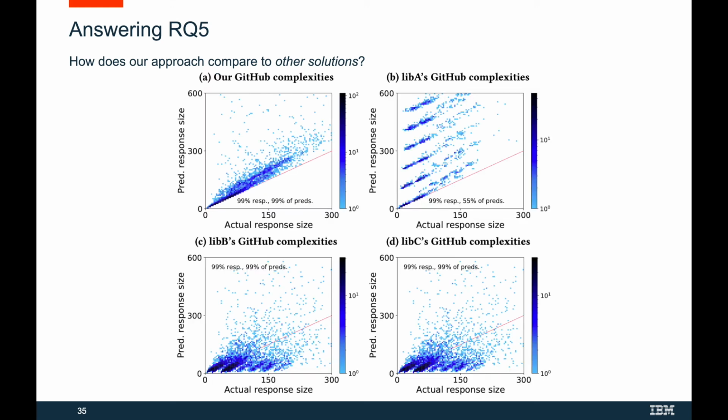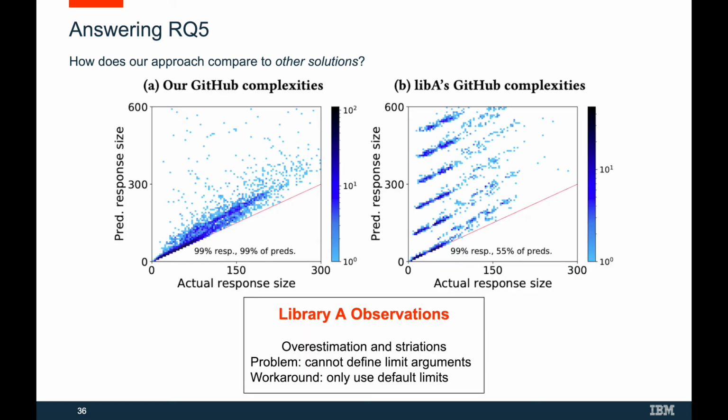Here we show our analysis and the 3 open source libraries tackling the first bound question. Library A, while it does not have any underestimation, has gross overestimation and striations. This is because it cannot use limit arguments. As a result, it can only be configured using default limits. Therefore, we set the default limits to 100, the maximum number of objects that GitHub will return for any particular field, leading to severe overestimation and striations.